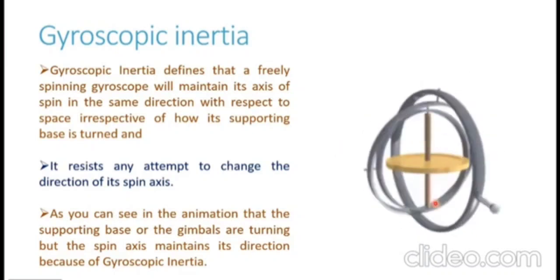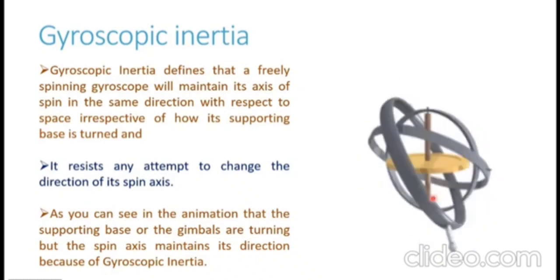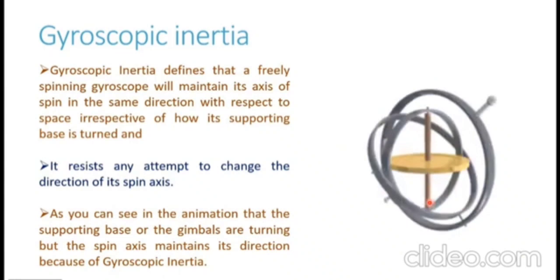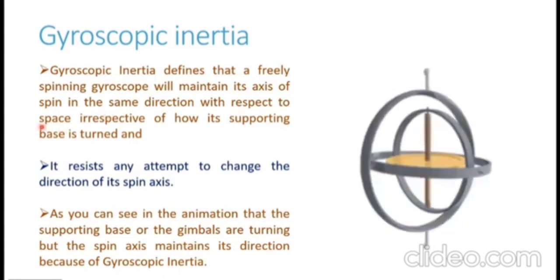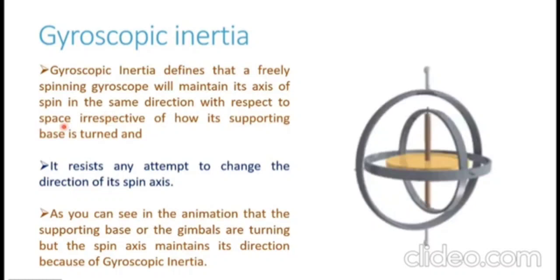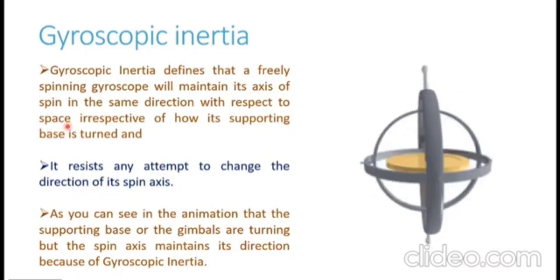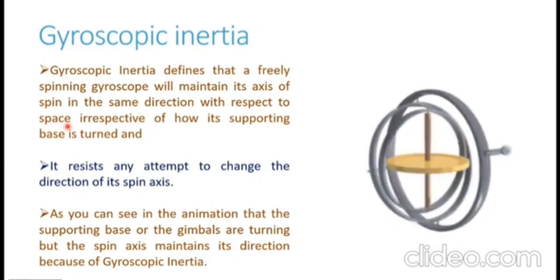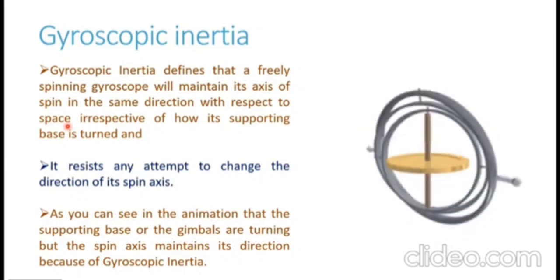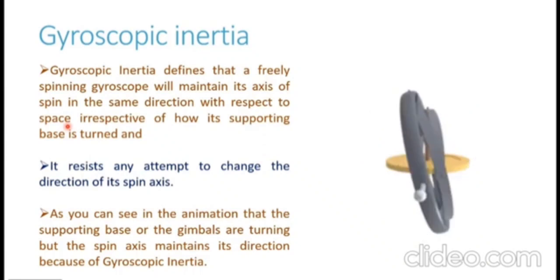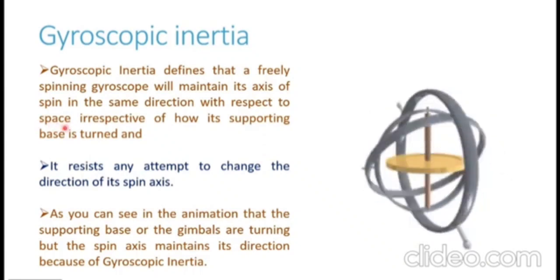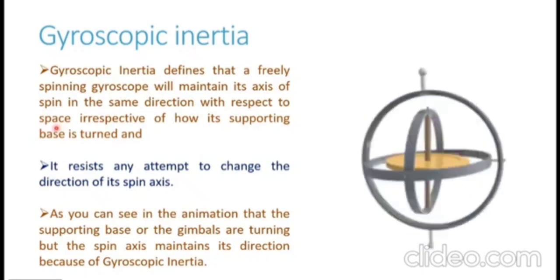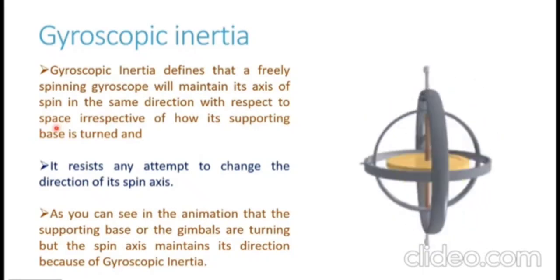Now, a very, very important thing in this property is that the spin axis maintains its direction with respect to space. It is not with respect to the Earth, it is with respect to the space. Now, it may not be making much sense at the moment, but later when we go into understanding of the gyro compass, it will become very clear to you what is the significance of this term, that the spin axis maintains the same direction with respect to space.